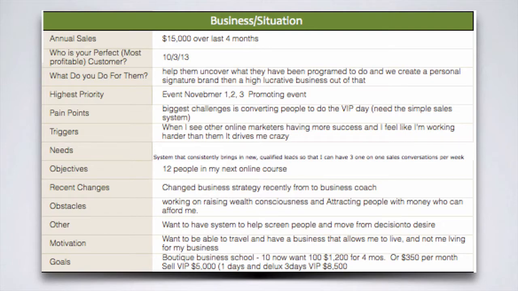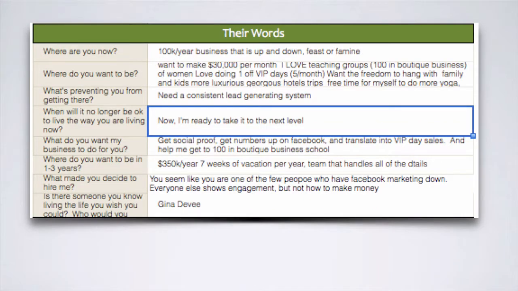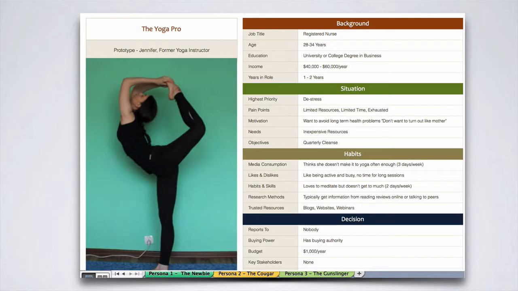And what are their highest priorities? What are their big pain points, needs, and objectives? And I was able to create a customer avatar out of this. And in using their words of where are they now, where do they want to be, and why, I was able to create the customer avatars. And so when you put together your customer avatars, you'll be able to create your exact ideal client. And by doing so, you'll be able to create the kind of marketing that this particular client is looking for.